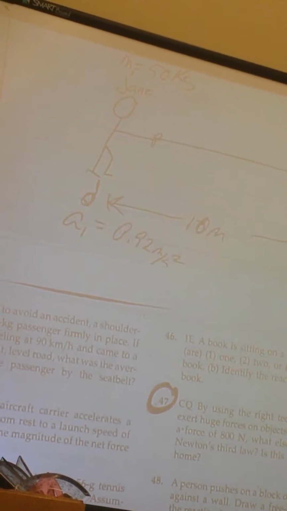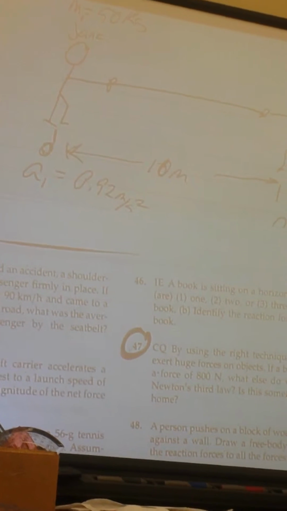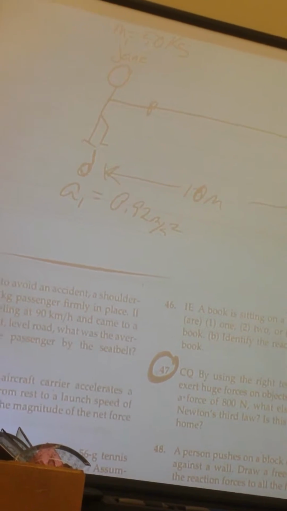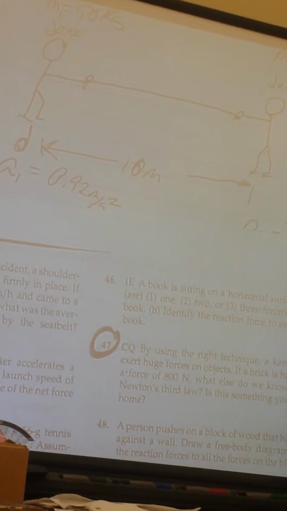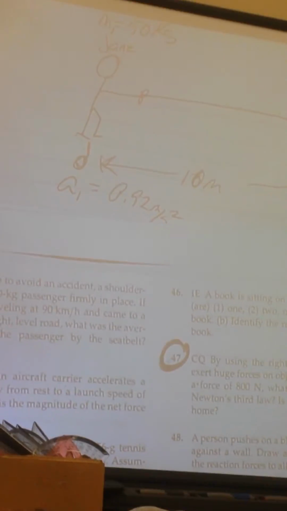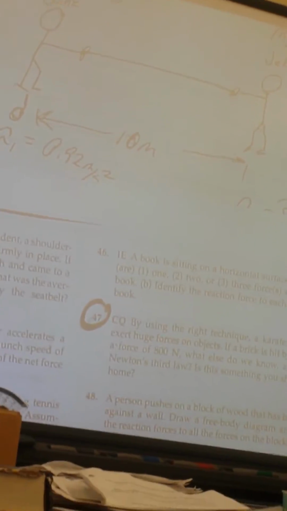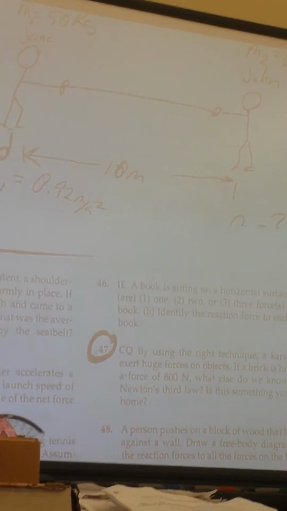Without doing any problem solving, let's apply some conceptual thinking, conceptual understanding. Should John's acceleration be greater than Jane's, same as Jane's, or less than Jane's, and why? I want everybody to think about that for a second. Come up with John's acceleration being greater than, less than, or equal to, and why. Let me hear from Emily. Emily, should John's acceleration be more than, less than, or same as?